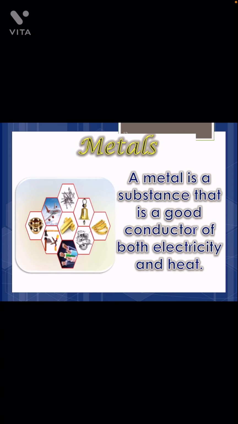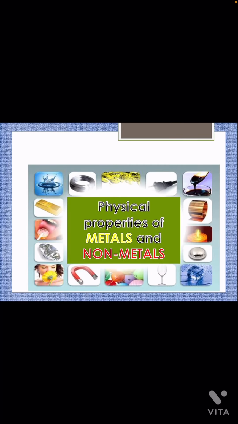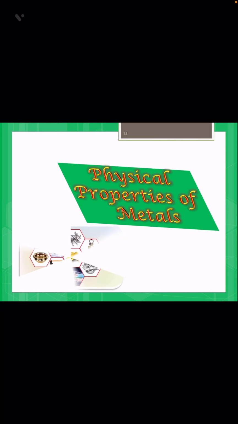Generally, we can say that a metal is a substance that is a good conductor of both electricity and heat. Metals are solid at room temperature except for mercury, which is liquid at room temperature, and gallium, which is liquid on hot days. Metals can be distinguished from non-metals based on their physical and chemical properties. Today, we will learn the physical properties of metals and non-metals. First, we'll discuss the physical properties of metals.